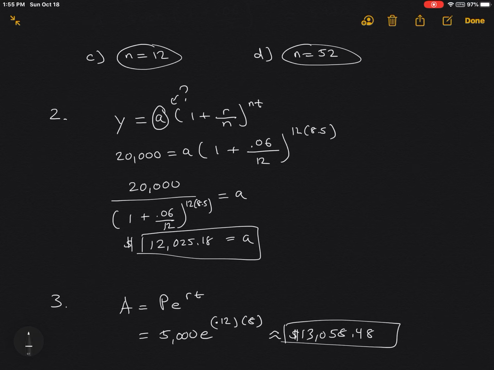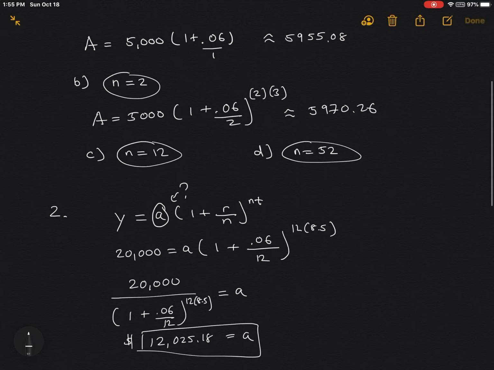Again, the key to doing exponential word problems is to figure out what equation you're going to use. Typically, they'll say compounded monthly, compounded continuously, or it might not even say compounded. In that case, you would have to use your exponential growth and decay formula.